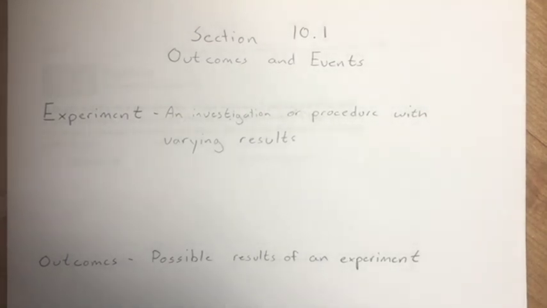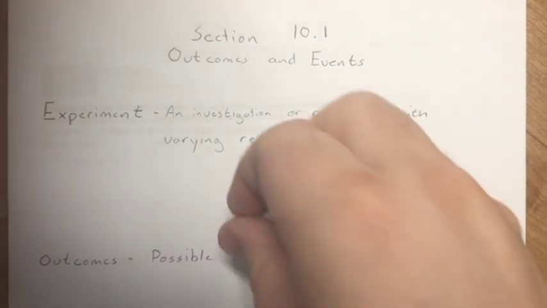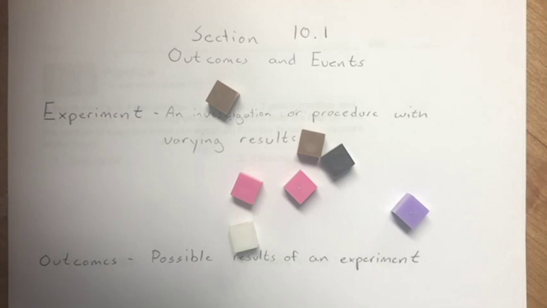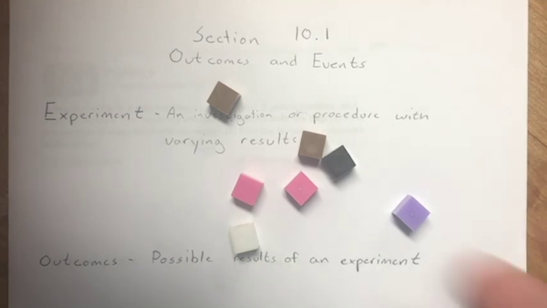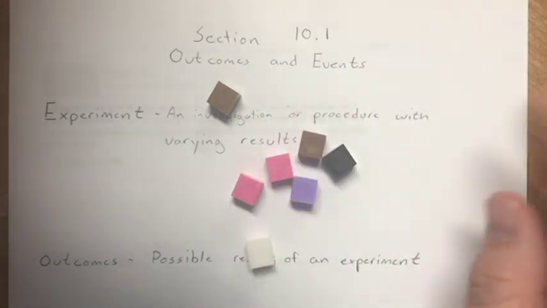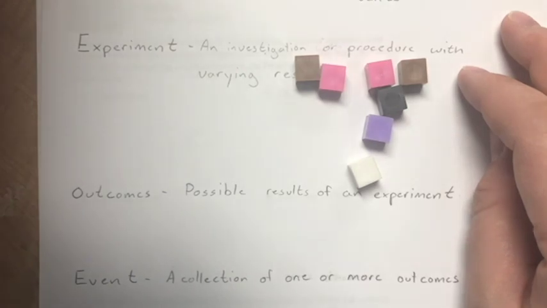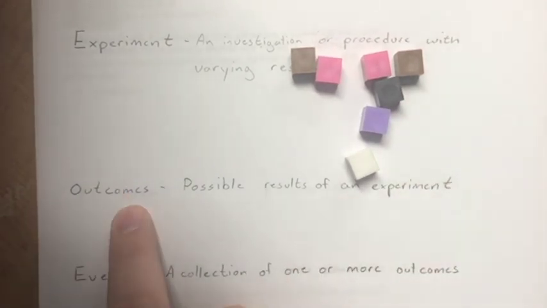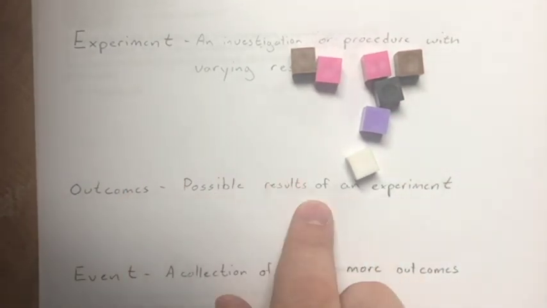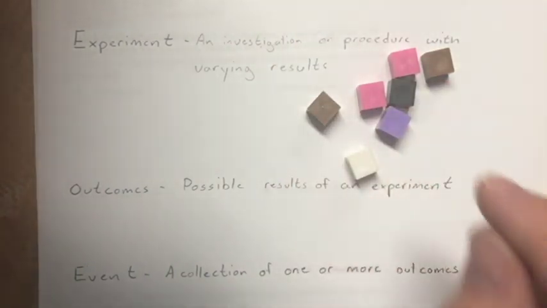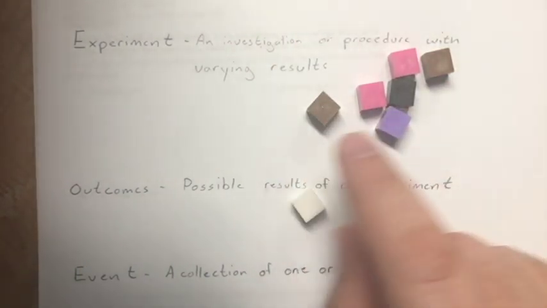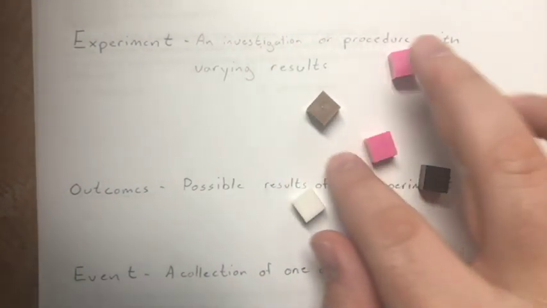The first one is experiment, which you've heard before, and it's simply this: an investigation or procedure with varying results. Case in point, I have a bunch of little cubes here. My experiment is to pick one of these at random. And if I pick one at random, I'm going to have all these possible results that you see before you, which goes back to the concept of outcomes. All the possible results of all of these are different outcomes. So I have an outcome here, so forth, so on.